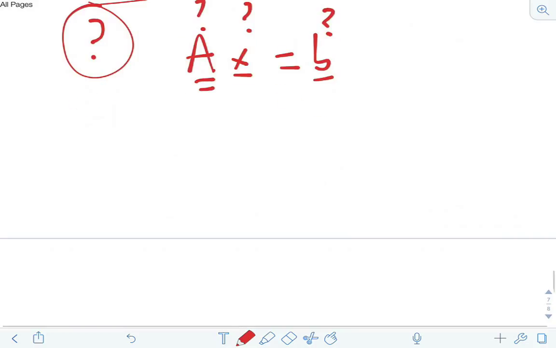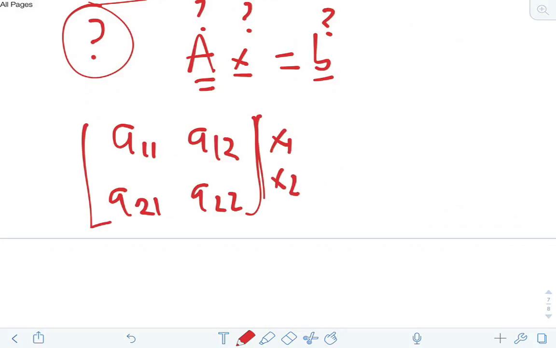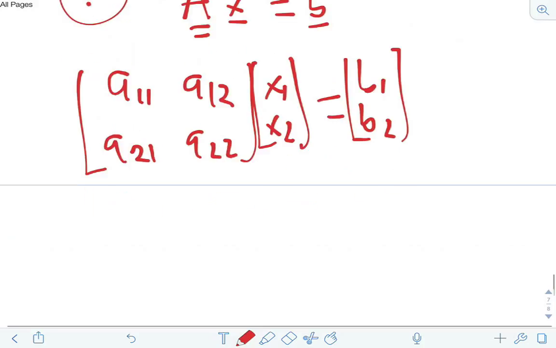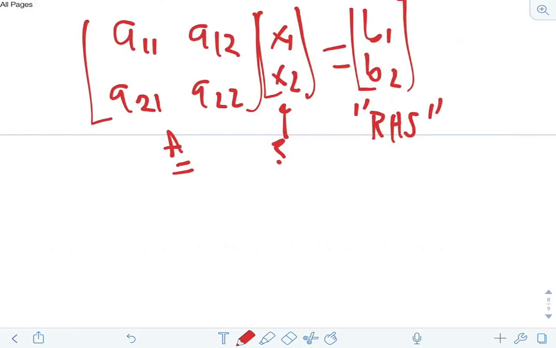So what we're going to do is let's go back here and rewrite this problem. So you have a11, a12, a21, a22 times x1, x2 equals b1, b2. So again, we wrote our age structure model in this form. We can write our beverage problem in this form, where we have these constant coefficients a. This is the unknown vector, x, and b is usually referred to as the right-hand side, RHS. This is our vector of unknowns. And again, this is A, our constant coefficient matrix.